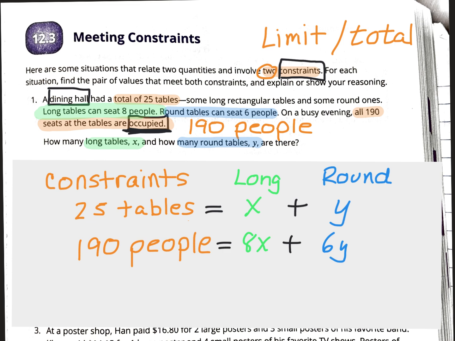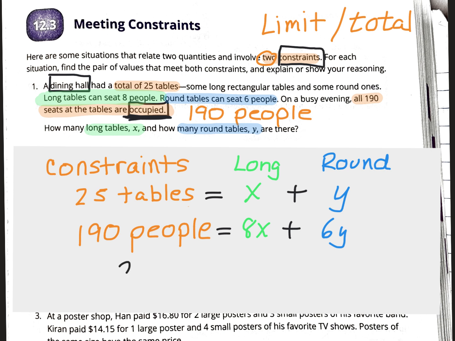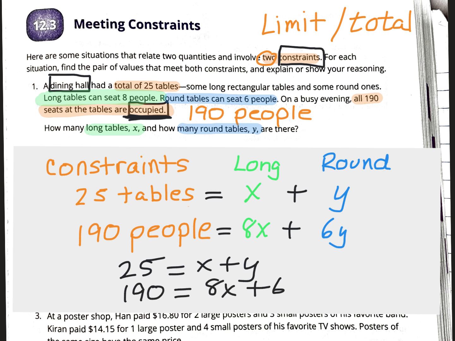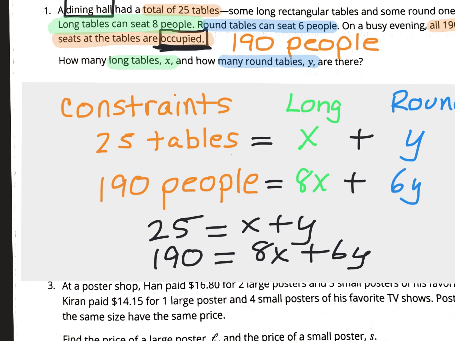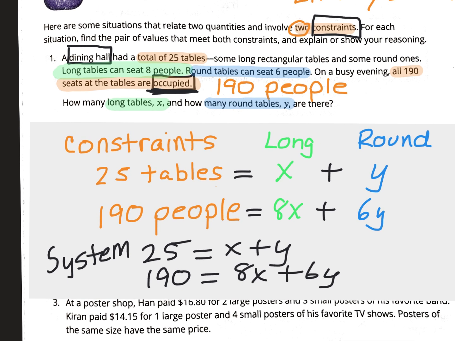So now that I have my two equations, 25 equals x plus y, and 190 equals 8x plus 6y. Whenever you have more than one equation at the same time, this is what we call a system of equations. So you are going to type both of those equations into the Desmos calculator, see where they intersect, and that will tell you your values for x and y.